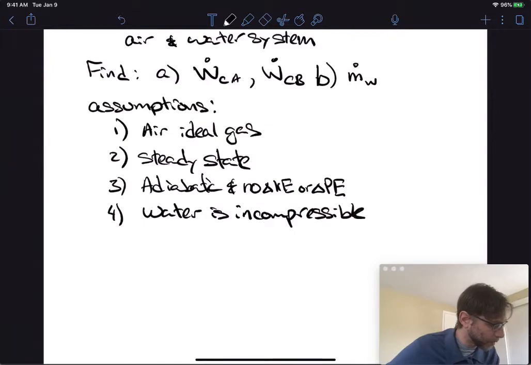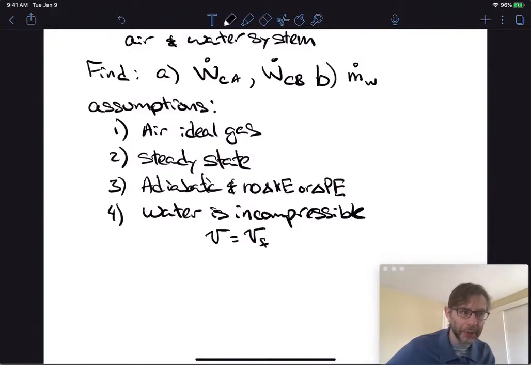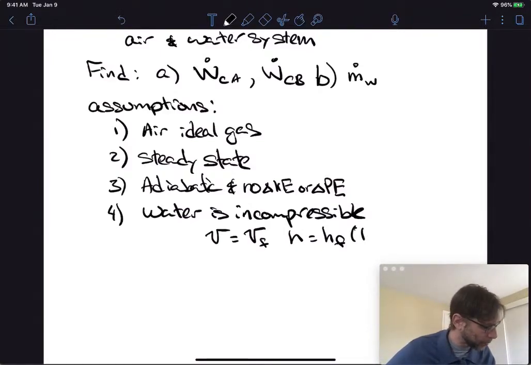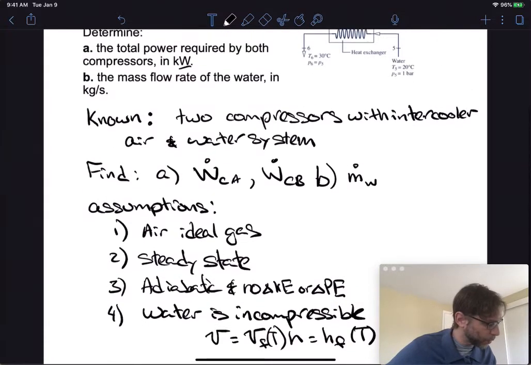That just means that essentially we're going to assume that V of the water is equal to VF from the steam tables, right? And H is equal to HF at the steam tables. All right, so that's just what we're going to say. So there's no dependence on pressure, just temperature at some temperature. Okay? All right, good. So we're good to go here.